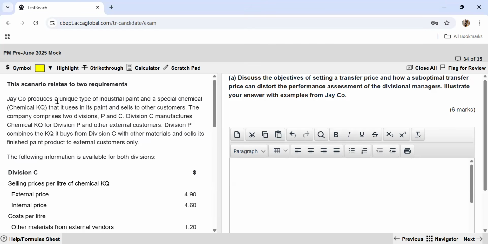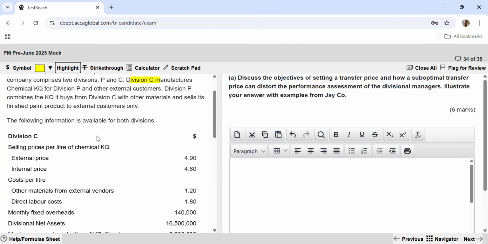J Company produces a unique type of industrial paint and a special chemical KQ that it uses in its paint and sells to other customers. The company comprises of two other divisions, P and C. Division C manufactures chemical KQ for Division P and for other external customers. Division P combines the KQ it buys from Division C with other materials and it sells the finished paint product to external customers only. So only Division C is the one which is selling internally also, whereas Division P only sells to the customers outside of J Company.